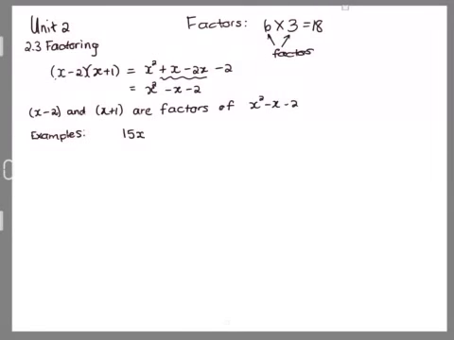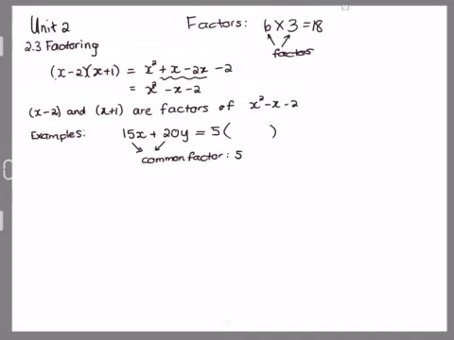Look at 15x plus 20y. x and y are not like terms, so there's nothing common to them both. But the 20 and the 15 have a common factor. What divides into both? 5. So what we do is we write equals 5 and then we still have our bracket.